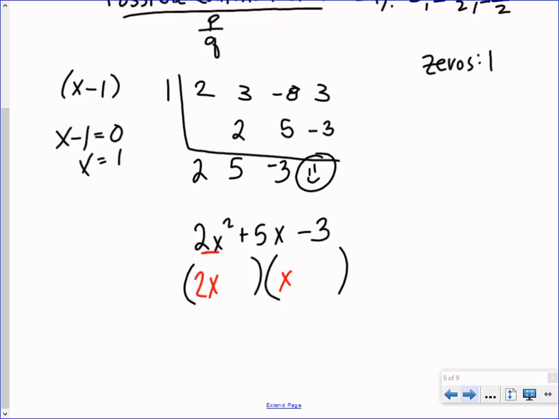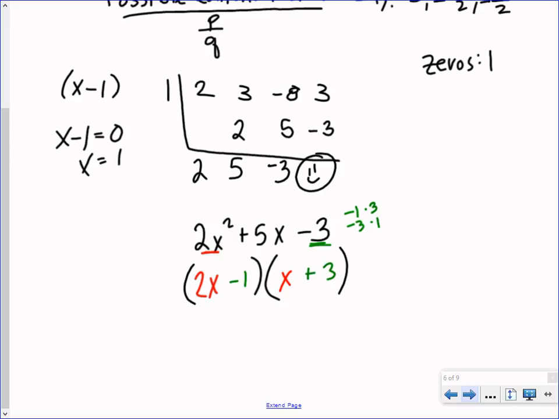In the back there, I've got a negative 3. I always go to my last term. What do I multiply together to get negative 3? Negative 1 times 3, negative 3 times 1. I can kind of play around with those. Again, this is part of my guess and check, right? So maybe I'll just throw 1 in. I'll do like negative 1 and positive 3.